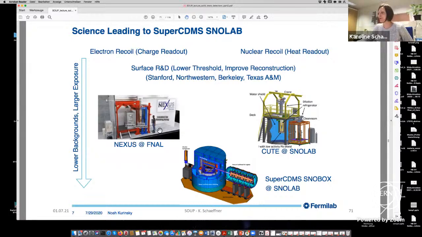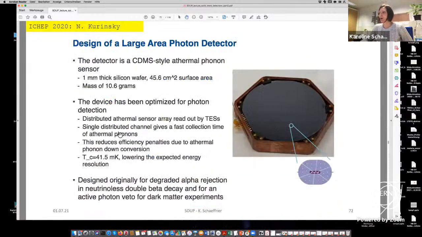They also have 2 test facilities, which they call CUTE. This is also at SNOLAB, just the neighbor of the big SNOBOX. And then there's NEXUS, which is at Fermilab. So at the moment, with these big detectors, they are not taking any data because they're moving and setting up a new setup, but they also started to go to lower mass detectors. So there's a lot of R&D ongoing at the moment.